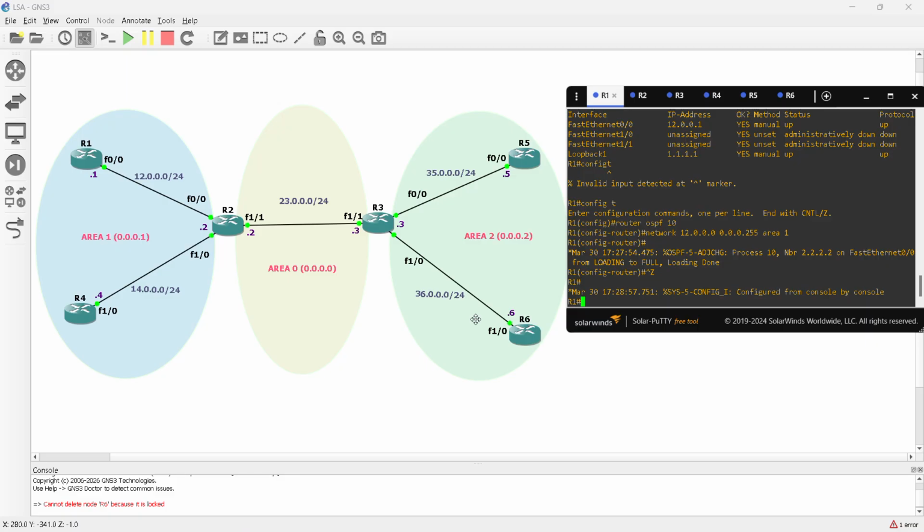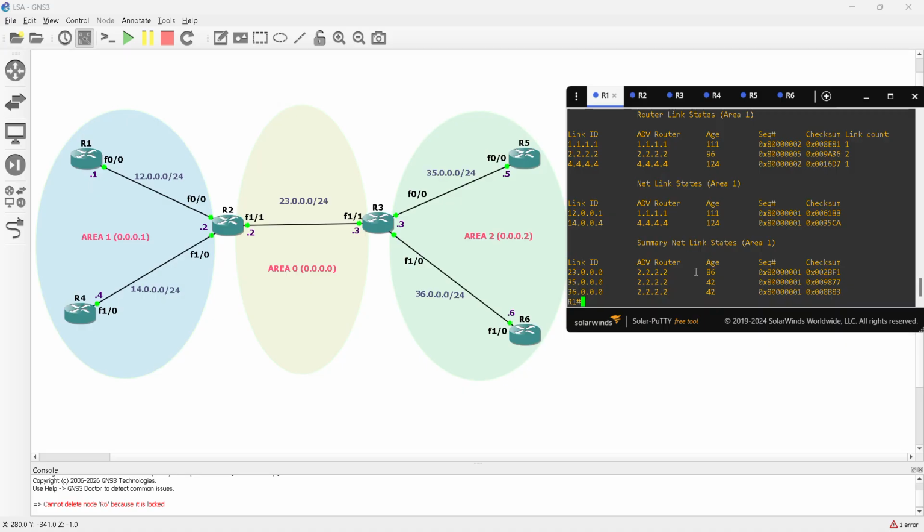So let us see. Show ip ospf database. Here as you can see, router LSA R1, R2, R4, right? Network summary LSA 23, 35 and 36, right? And as you can see, who is the originating ID? R2. This is the important aspect that you will understand in a bit.